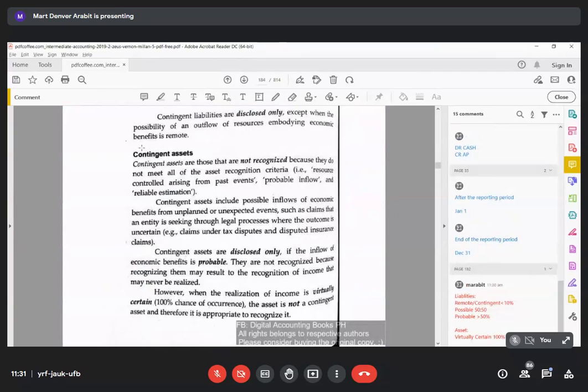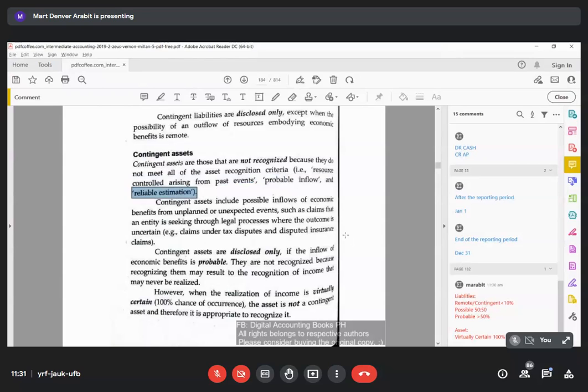Contingent assets. So, contingent assets are, so remember, nasa assets tayo. Contingent assets are those that are not recognized because they do not meet all of the asset recognition criteria. So, example is resource controlled arising from past events. So, in this case, this is an inflow, probable inflow, and reliable estimation. So, kagaya lang ng sa liabilities natin, but on a different perspective lang.